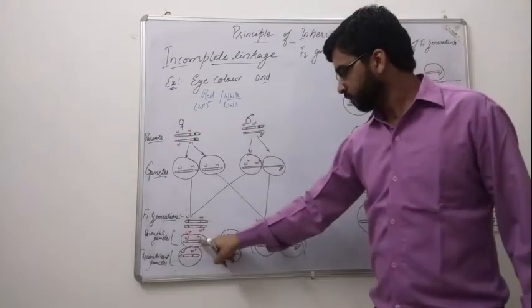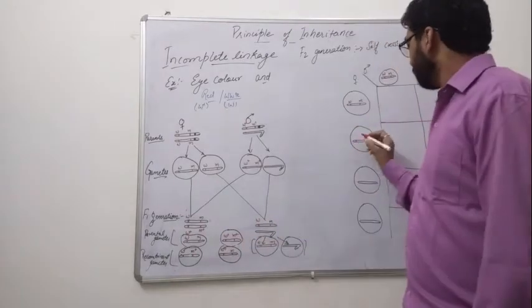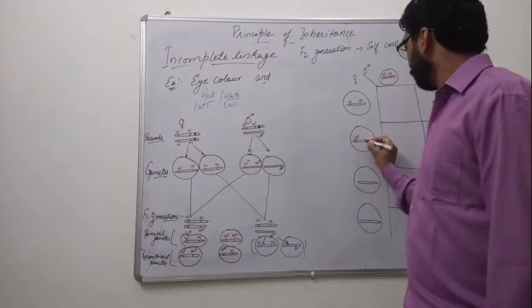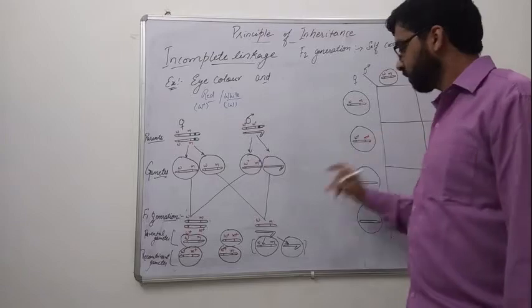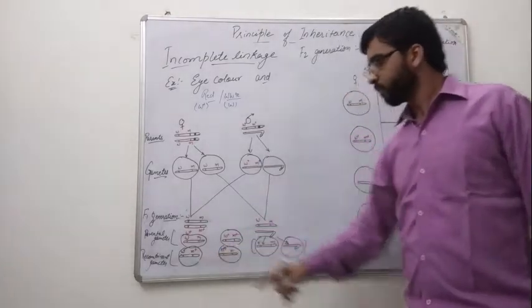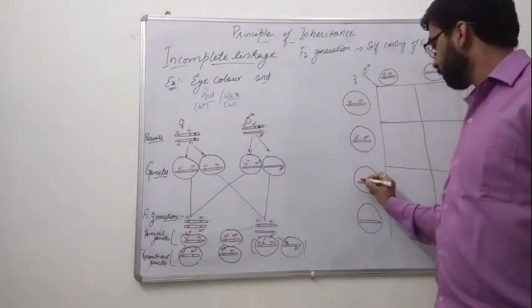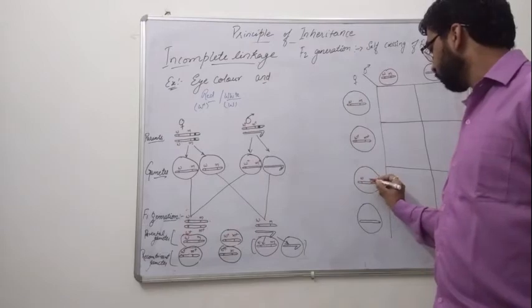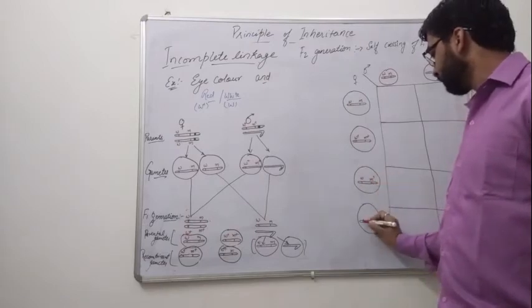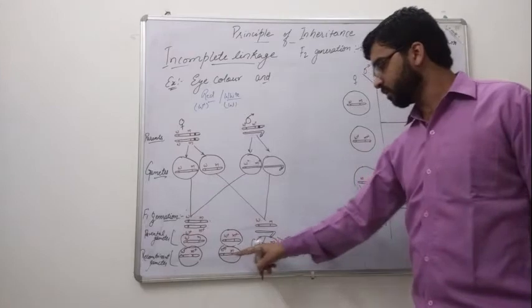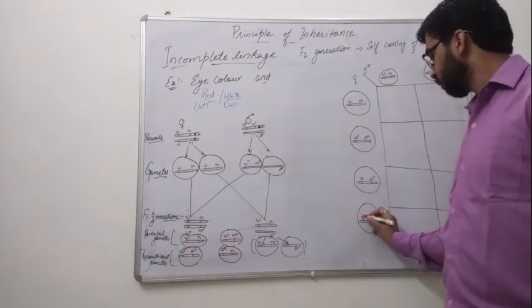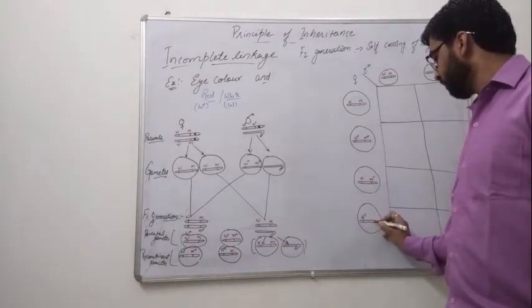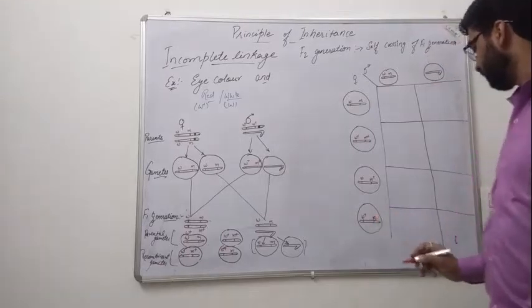The second gamete is red eye with normal wings. The third, a recombinant, is white eye with normal wings. And the last one is red eye with miniature wings.